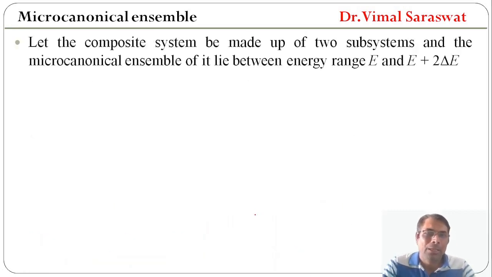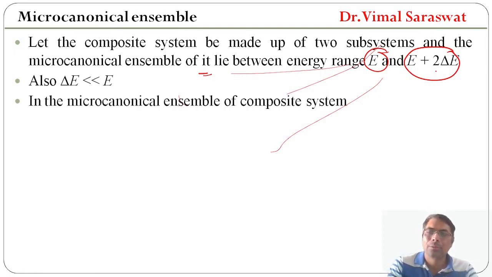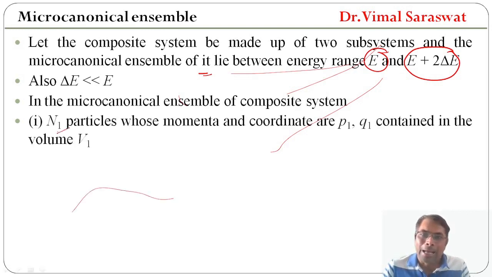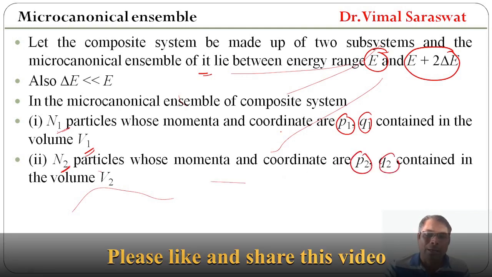Let the composite system be made up of two subsystems, and the microcanonical ensemble of it lie between energy range E and E plus twice delta E. Also, delta E is very much less than E. In the microcanonical ensemble of the composite system, N1 particles whose momenta and coordinates are P1 and Q1 are contained in the volume V1, and N2 particles whose momenta and coordinates are P2 and Q2 are contained in the volume V2.